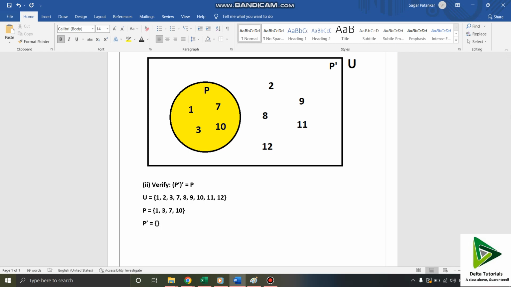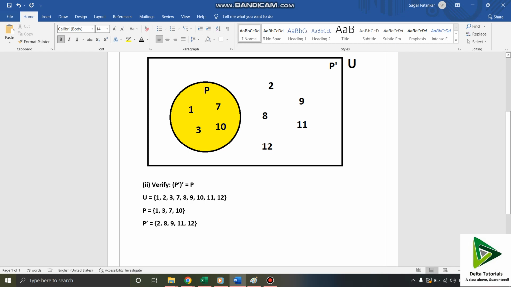Now see, remember always, P dash or P complement: whenever we write the complement of any set, we exclude the elements of that particular set and write the remaining elements. So while writing the complement of set P in this case, we are going to neglect these four elements of set P, and the remaining elements we are going to write as the complement. The answer will be 2, 8, 9, 11 and 12.